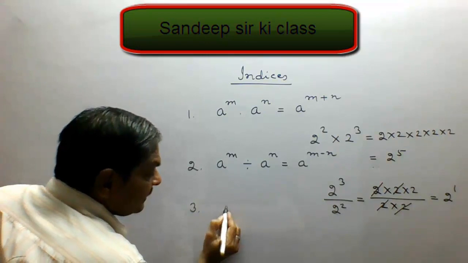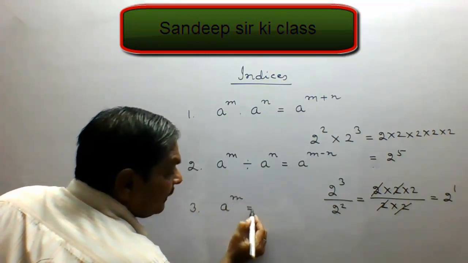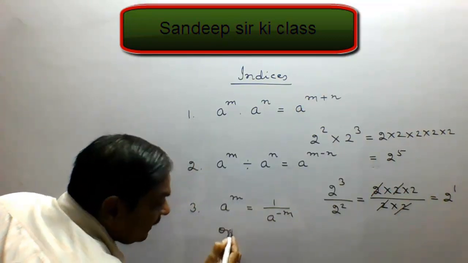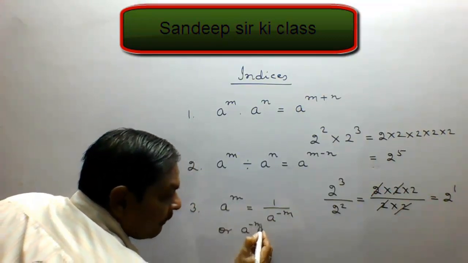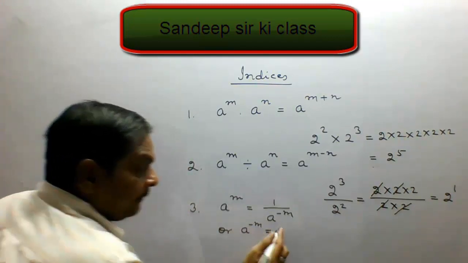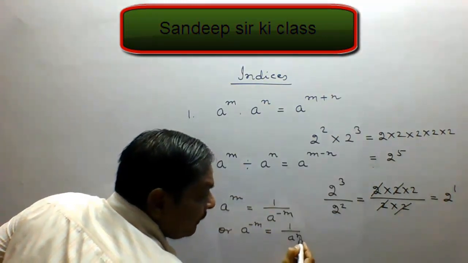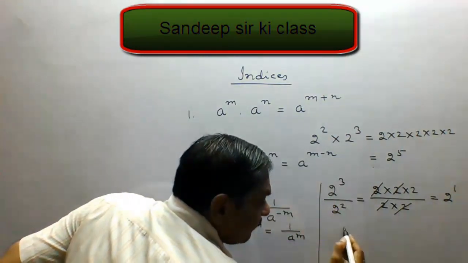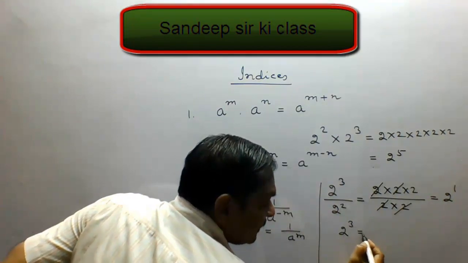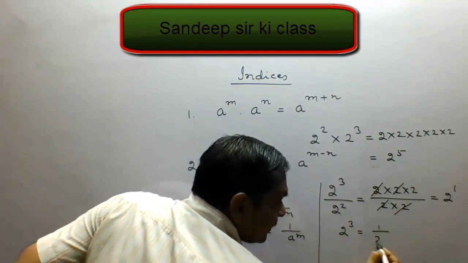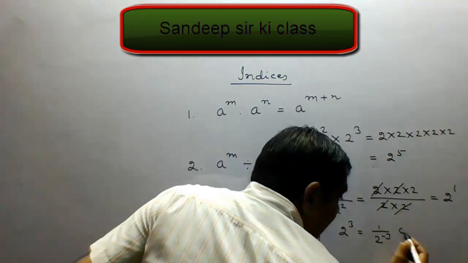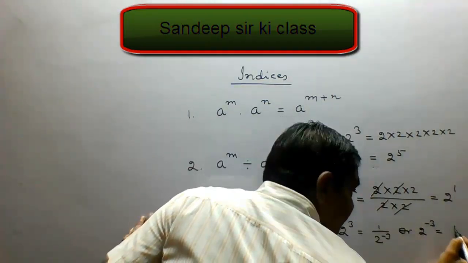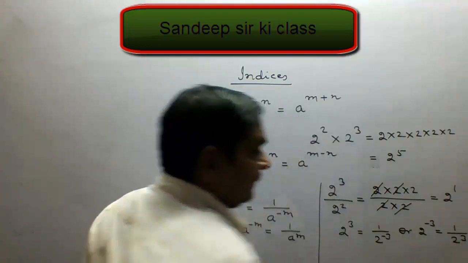Third law is that a raised to the power m is 1 upon a raised to the power minus m, or we can also write a raised to the power minus m is 1 upon a raised to the power m. How is this used? We can write 2 raised to the power 3 as 1 upon 2 raised to the power minus 3, or we can also say that 2 raised to the power minus 3 is 1 upon 2 raised to the power 3.